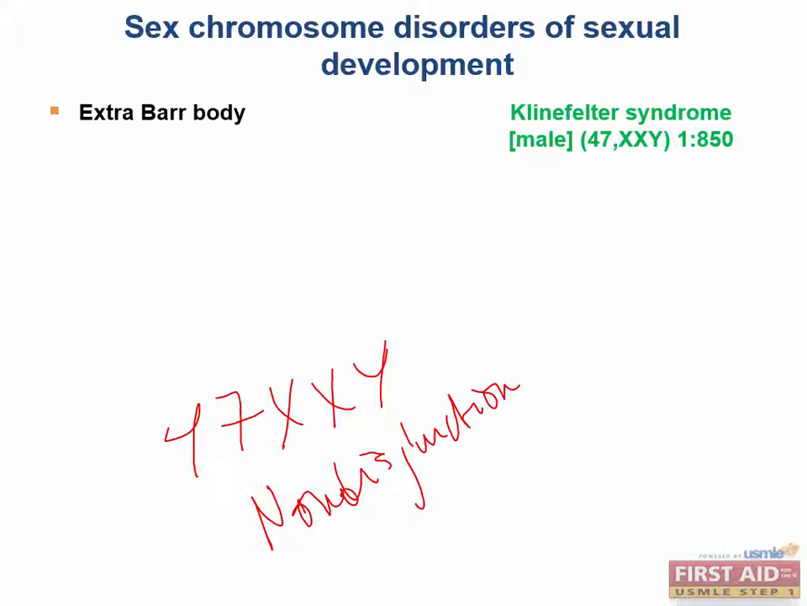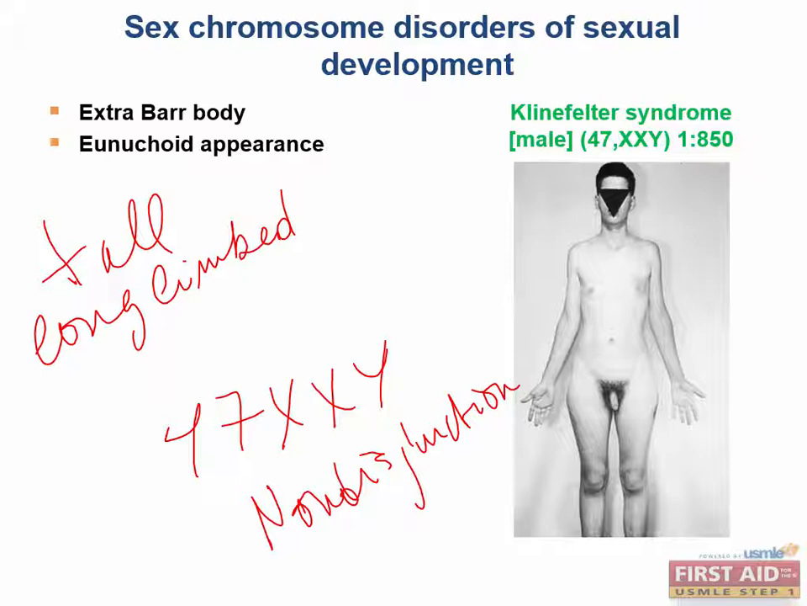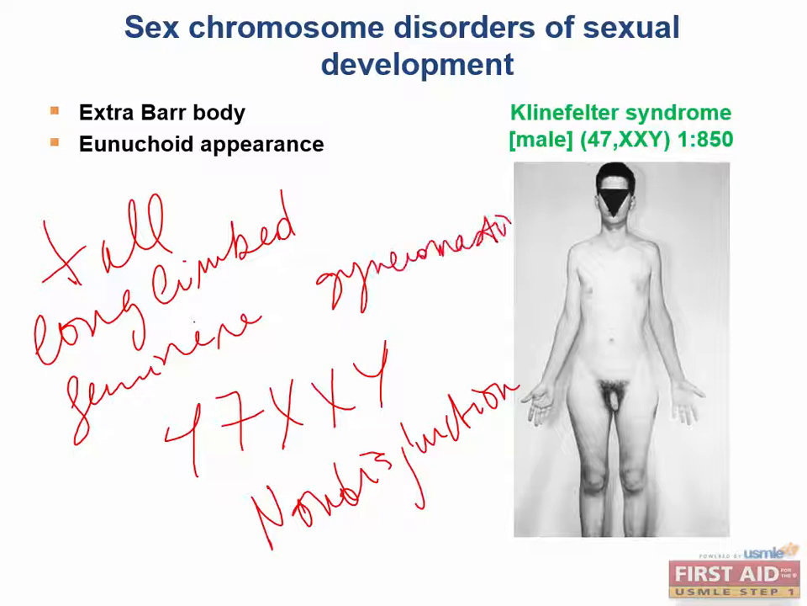Bear in mind that a bar body is heterochromatic, meaning that it's not transcribed and is therefore compact and electron dense. Euchromatin, in contrast, which is transcriptionally active, would not be electron dense. In terms of presentation, Klinefelter patients are tall, long-limbed, developmentally delayed, feminine, infertile males, and they have gynecomastia. There are just a few buzzwords that you should really be looking out for with this condition.